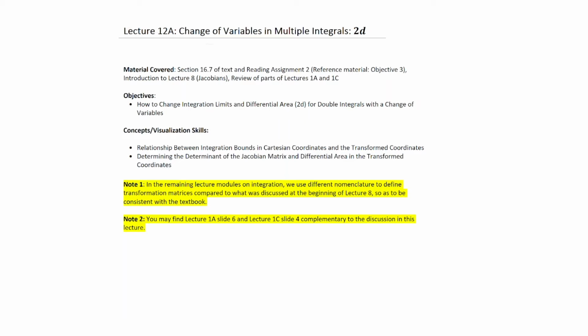Also, you will find some of this material relevant to the introduction to Lecture 8 on Jacobians, which we talked about earlier. And you might want to review parts of Lectures 1A and 1C.